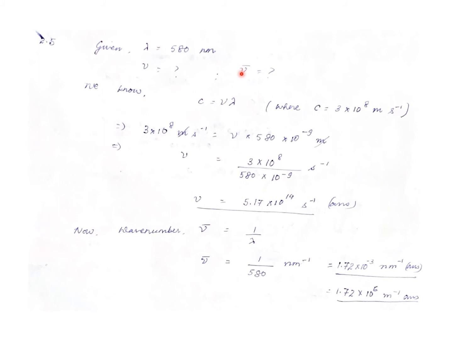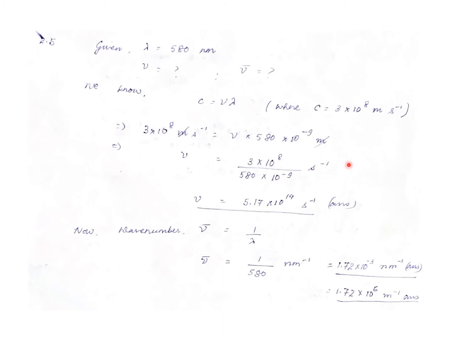It is very easy. We know that c is equal to nu lambda, where nu is the frequency and lambda is the wavelength. The wavelength is already given, and c is the speed of light, a known constant. Then we can easily find the missing quantity, the frequency. So c is equal to 3 into 10 to the power of 8 meter per second, which equals nu, which we need to find out, into the wavelength that is already given, 580 into 10 to the power of minus 9 meter.